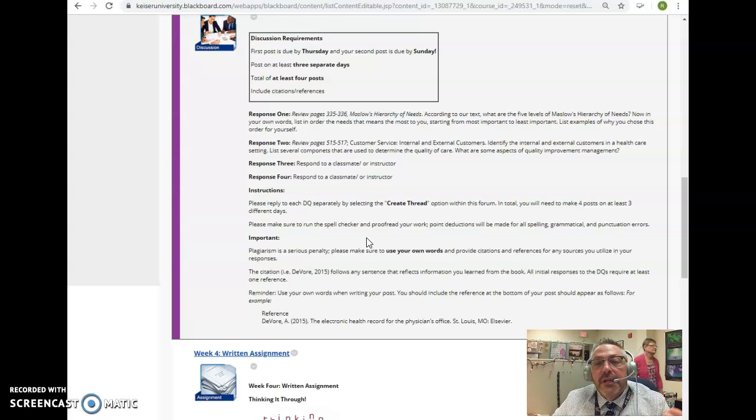Then the second response, review pages 515 through 517, where you'll see customer service, internal and external customers. Identify the internal and external customers in healthcare. Who are these customers? And then list several components that are used to determine the quality of care. What are some of the aspects of quality improvement? So you're going to need to look in your book for this. And again, pages 515 through 517 will address these.